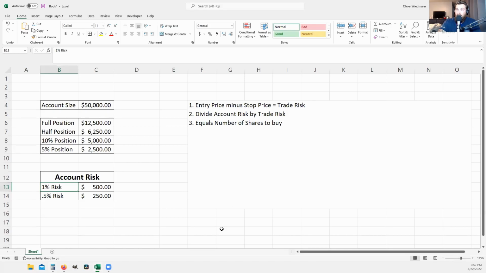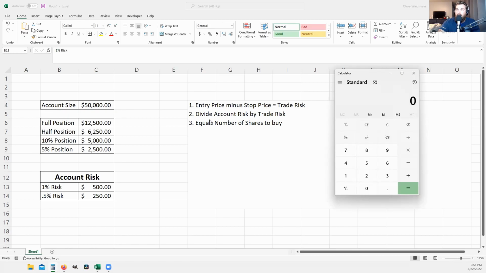Now we need to figure out how many shares to purchase. We're going to divide account risk by trade risk. So account risk is going to be 250, and you're going to divide that by trade risk. The trade risk was $1.38. So you can purchase 181 shares.